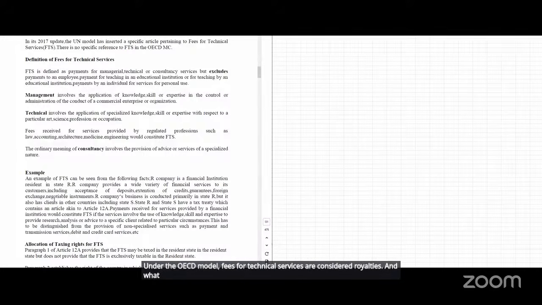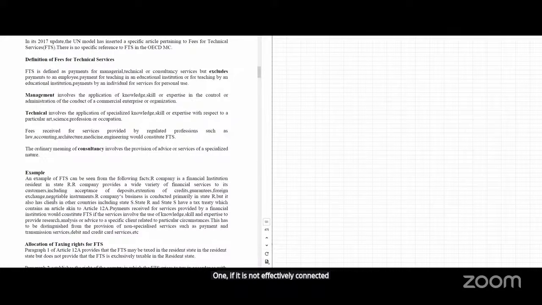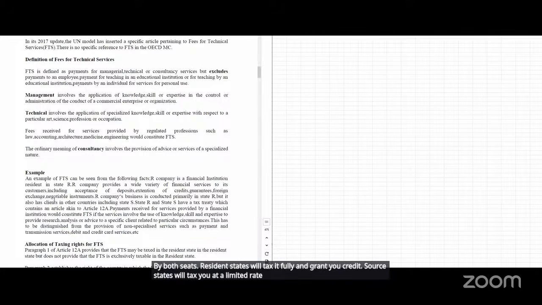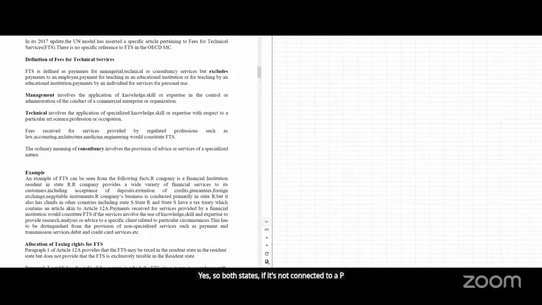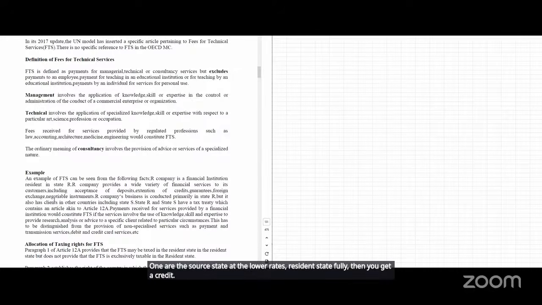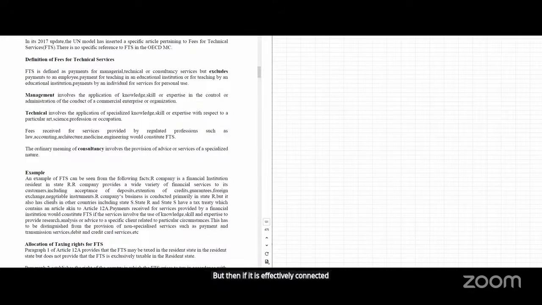And what's the rule for royalties? One, if it is not effectively connected to a PE, it will be taxed what? By both states. Resident state will tax it fully and grant you credit. Source state will tax you at a limited rate. So both states, if it's not connected to a PE, both states will tax it twice. Do you get it? One at the source state at the lower rate, resident state fully, then you get the credit. But then if it is effectively connected to a PE, it will be taxed where the PE is located as business income. That's the rule.